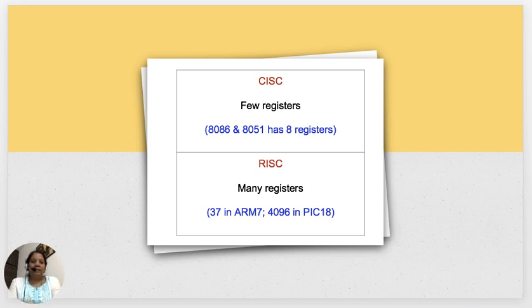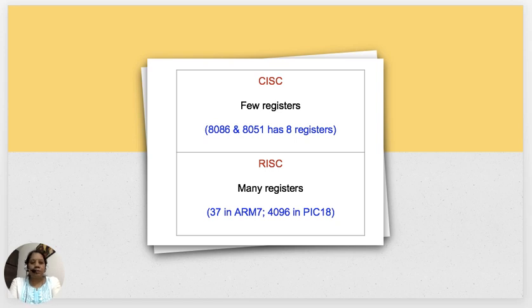Now coming to the next difference, your CISC processor has only very few registers because the operands need not always be in a register. It can be in memory, it can be a direct operand, whatever it is. So for example, 8086 and 8051 have got just 8 registers. And in fact, 8086 has got only 4 registers. Whereas in case of RISC, most of the RISC processors have many registers because RISC processors only allow operations with registers. So that is the reason ARM7, which we are going to see in detail, has got 37 registers and all registers are 32-bit in size.